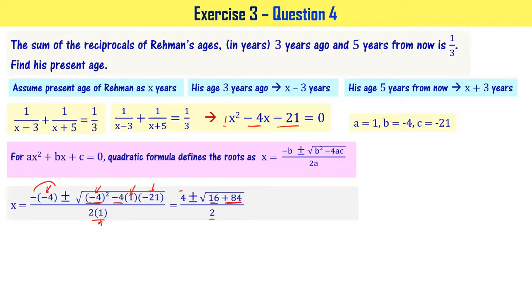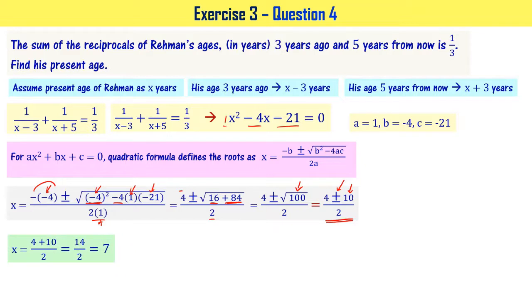We can further simplify this and write it as 4 plus or minus square root of 100, divided by 2. Square root of 100 is 10, right? That's why we now have 4 plus or minus 10, divided by 2 as the value of x. When I consider the positive sign, x is going to be 4 plus 10 divided by 2, that is 14 by 2, equal to 7, right? When I consider the negative sign, x is going to be 4 minus 10 divided by 2, that is minus 6 by 2, equal to minus 3.